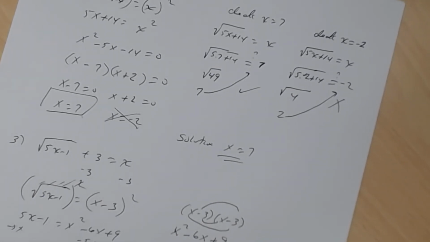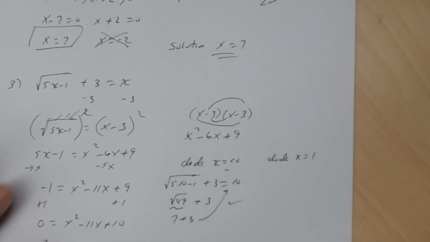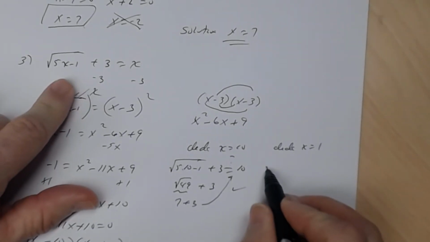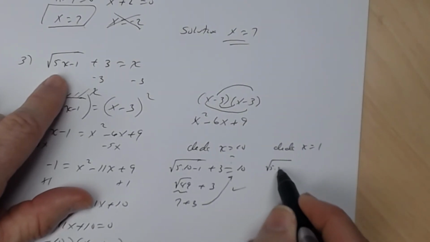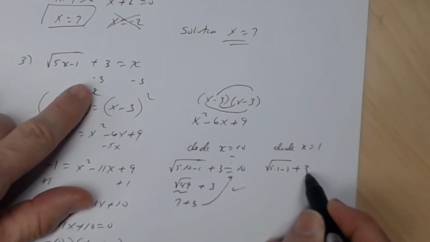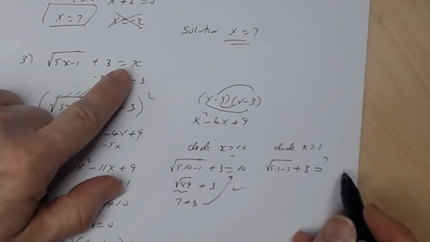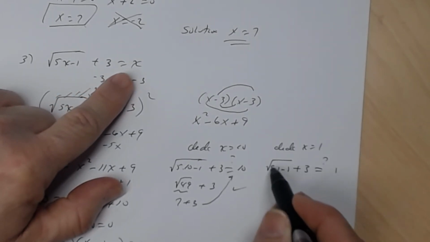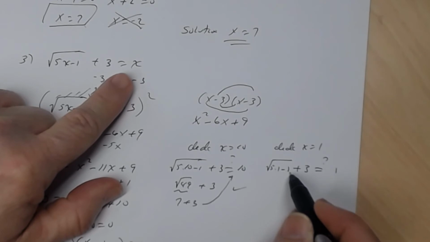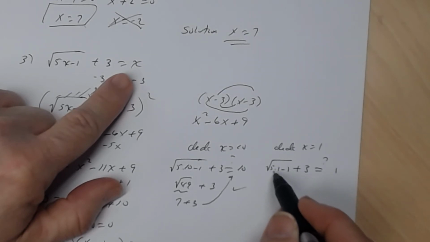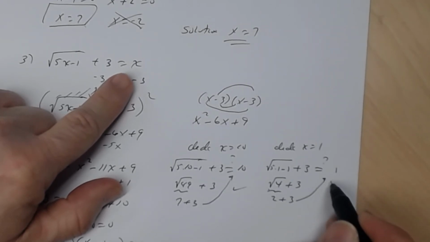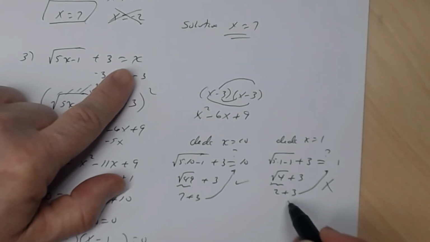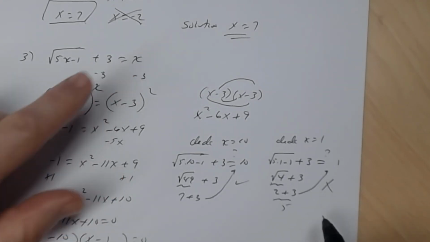So we're going to check x equal 1. So I get the square root of, where we see the variable x, I substitute 1. So I get the square root of 5 times 1 minus 1 plus 3. And I want to see if that's going to equal x on the other side, which is 1. 5 times 1 is 5. 5 minus 1 is 4. So we have the square root of 4 plus 3. Well, the square root of 4 is 2. Is 2 plus 3 equal to 1? The answer is no, because remember, 2 plus 3 is 5. So 1 does not work.